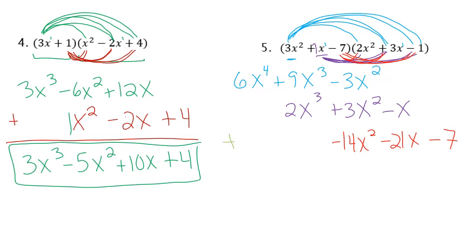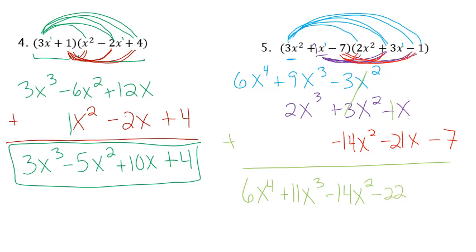And then finally, we can just add all this straight down. So we get 6x to the fourth. 9 plus 2 is 11x to the third. Negative 3 plus 3 is 0. This cancels out. Minus 14x squared. Negative 1x plus negative 21x is negative 22x. And then minus 7. So this would be our final answer right here.